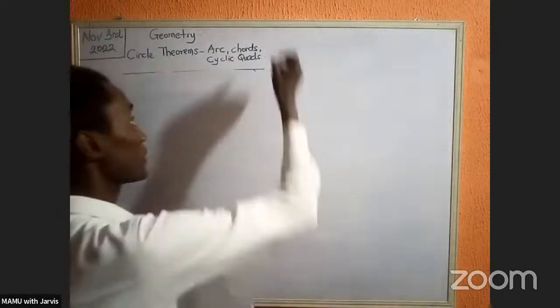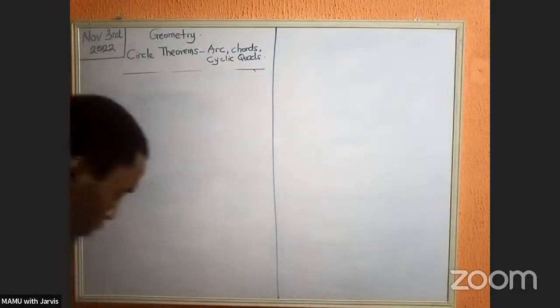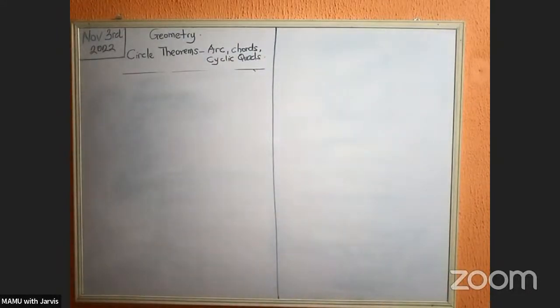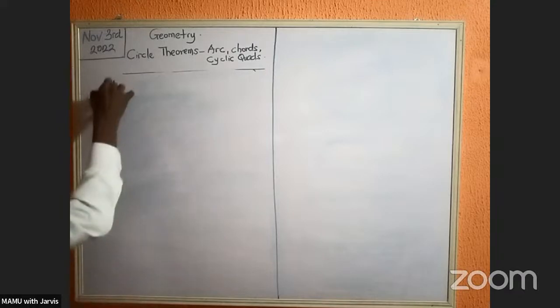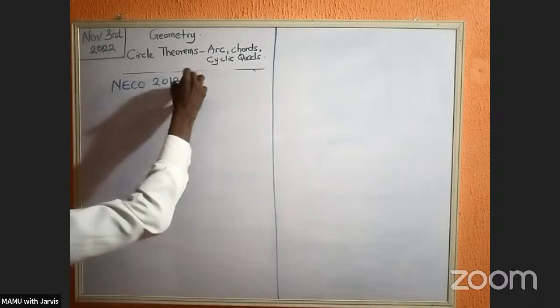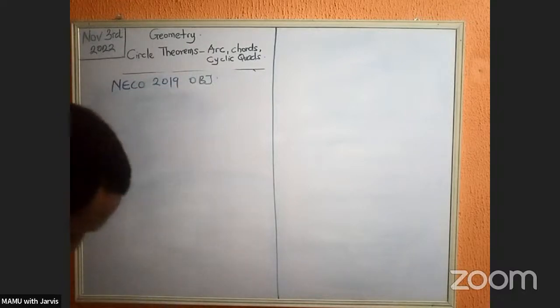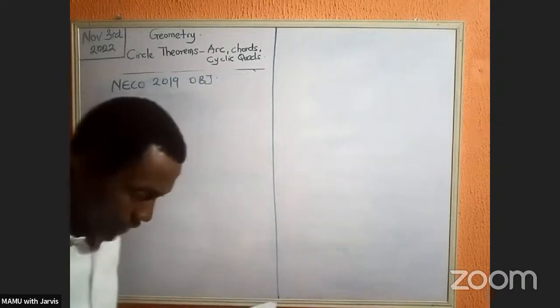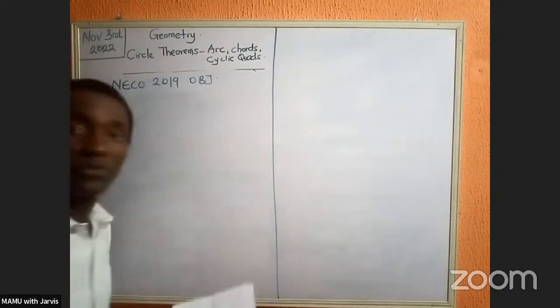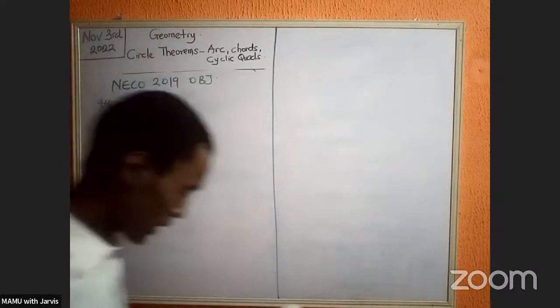Right, so we go to another year, and this year happened to be, which one is this? This should be NECO, I think. Yeah, this is NECO 2019 OBJ. And I'm going to try to draw the diagram. We'll start with question number 44. Question 44, let's see if there are questions before that.